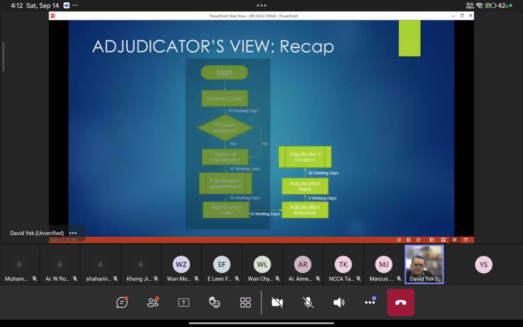Okay, so we do a recap. What I've said is that after the 10 working days, you receive the adjudication claim. The respondent will submit the adjudication response. Then thereafter, another 5 working days for the claimant to submit the adjudication reply. And thereafter, 45 working days for the adjudicator to come up with a decision.